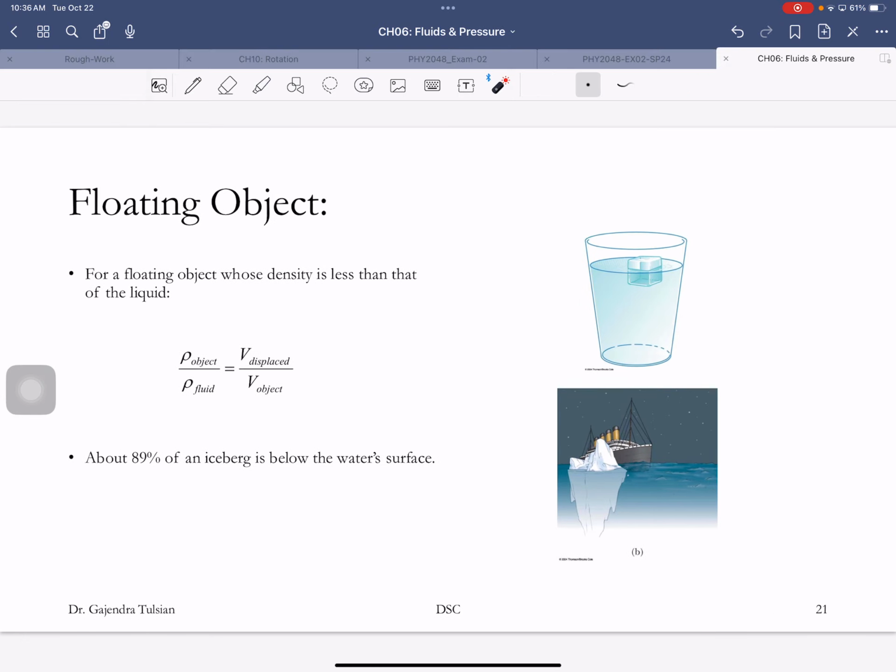Okay, when an object floats, its density has to be less than the density of the fluid. That's only when it can float.